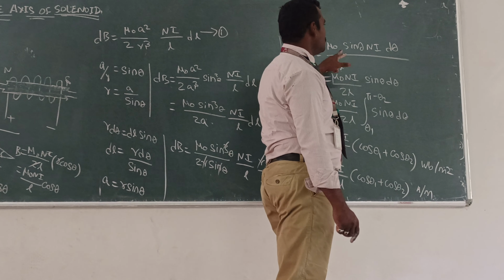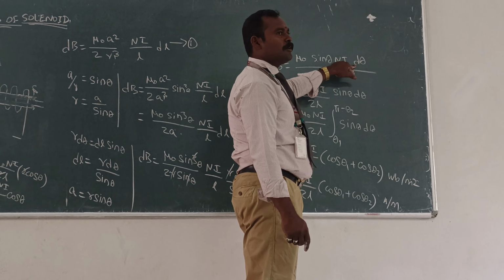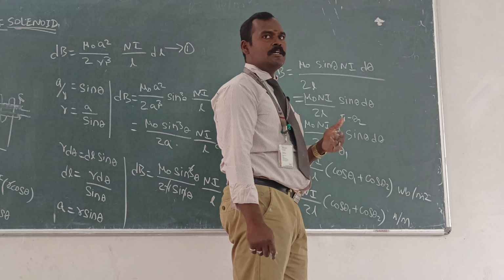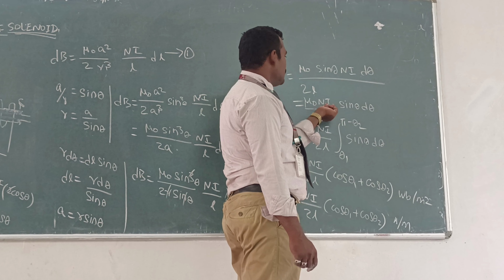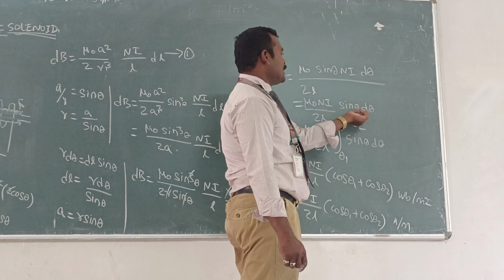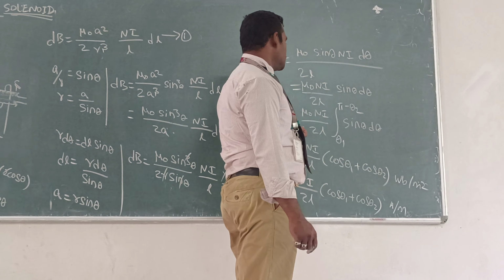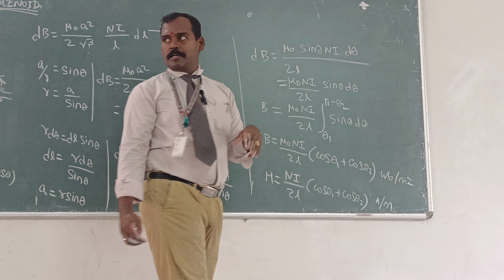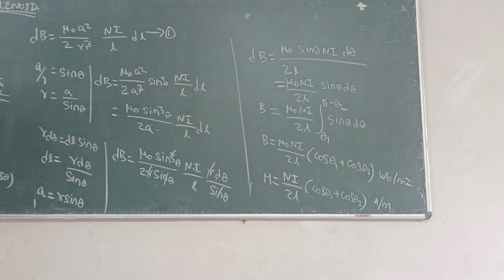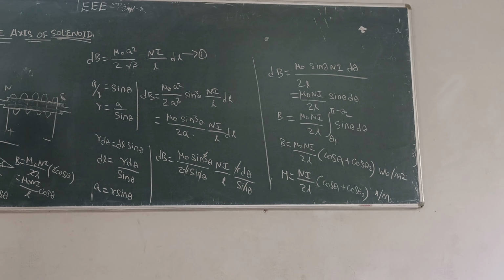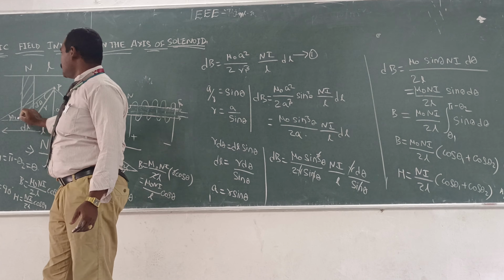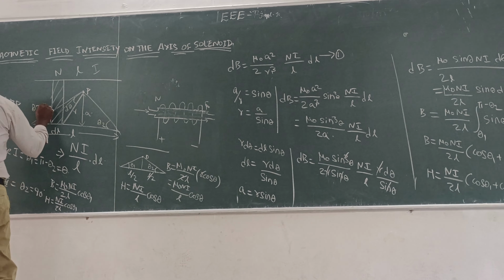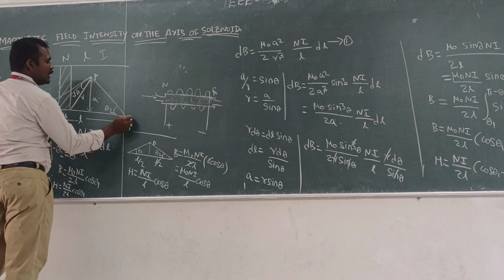You can rearrange the expression again, sin theta into d theta. Why are we rearranging? Because we need to make the integration. So the constant term is mu naught N I divided by 2L, and sin theta into d theta. You can make the integration with respect to the corresponding limit, because here the limits are theta 1 as well as theta 2. In the solenoid coil, there is the starting end and the other end.